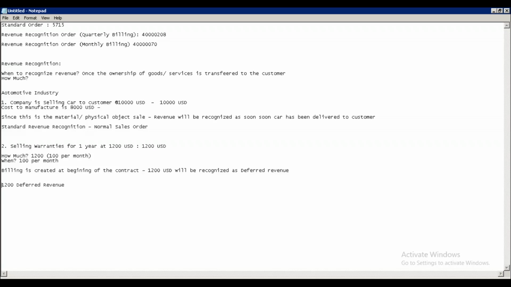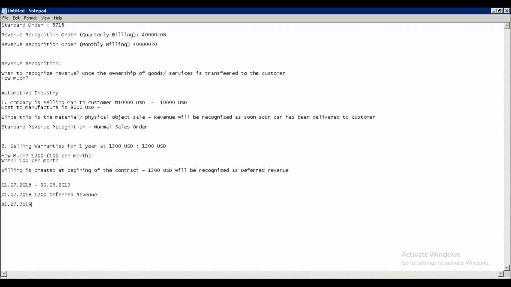Let's take it that the contract is starting from 1st of July 2018 to 30th of June 2019, right? So this is the validity of the contract, which means if I'm booking this 1200 as deferred revenue today, because I'm starting this contract from 1st of July, on 1st of July this 1200 will go to deferred revenue. Okay, but what will happen every month end? Because once the month is completed, then this has become my revenue, right?